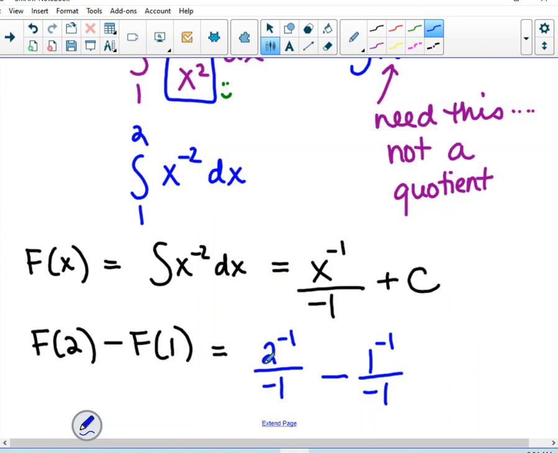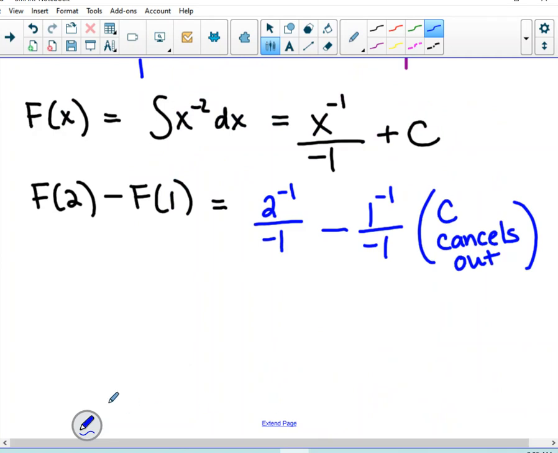Instead of writing f of 2 and f of 1 out separately, I've gone ahead and set it up automatically into the subtraction, and I automatically just went ahead and dropped the c's. I'll make a little note here. C cancels out. Now, it's a good idea to kind of slow yourself down on this and make sure you're getting everything done accurately. 2 to the negative 1 over negative 1 is negative 1/2.